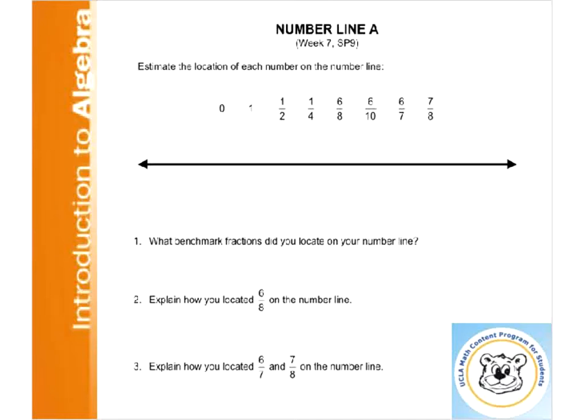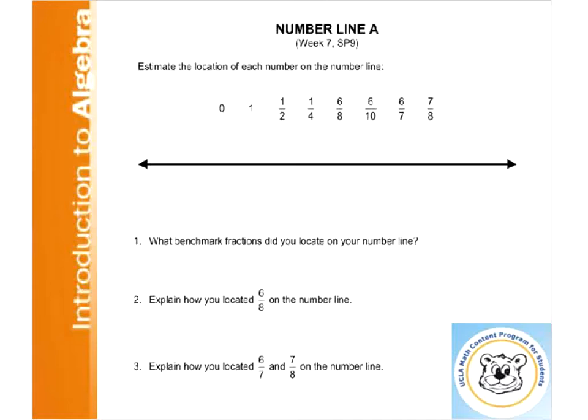So for the next 3 SP pages, we want the students to basically place the set of numbers on a number line. Okay, and so the first thing that we want to do is think about some benchmark fractions for this set of numbers. Okay, and again, looking at the numbers, I see that they're all between 0 and 1.